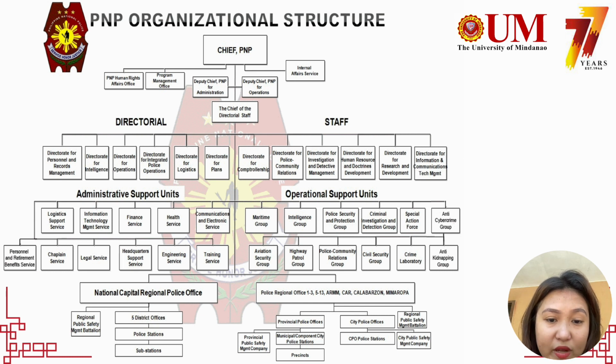And here is the PNP organizational structure. The totality of this is called the Bureau. And we have right here the different administrative support units and operational support units. And these units have different specializations if you try to check. We have the anti-cybercrime group. Their focus is combating cybercrime. We have the Special Action Force, whose main function is on anti-terrorism, on insurgency, and so on. We have the Crime Laboratory that focuses on giving assistance when it comes to forensic evidence and so on. So there are a lot of functions, a lot of units and sections in the Philippine National Police.